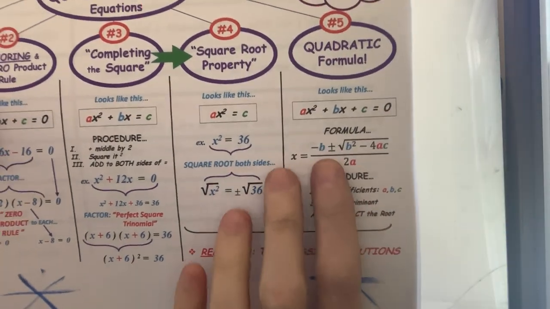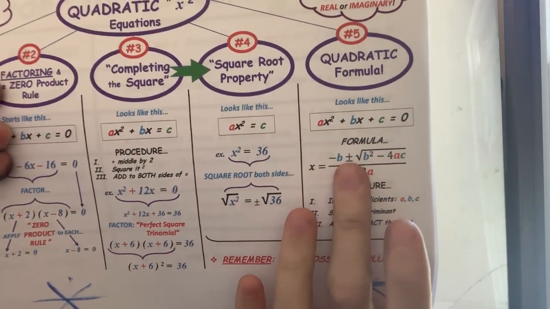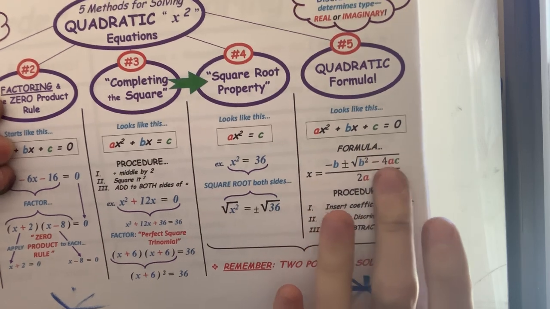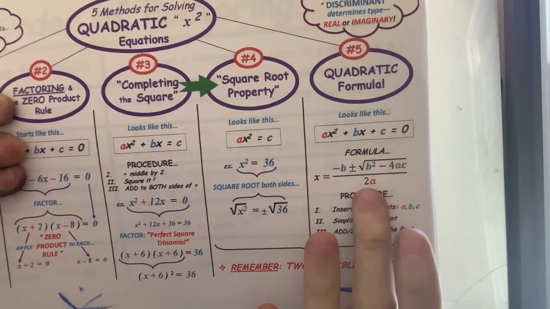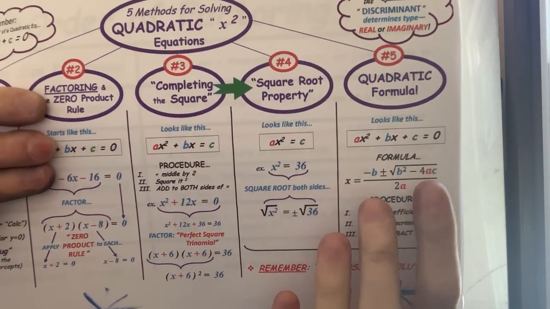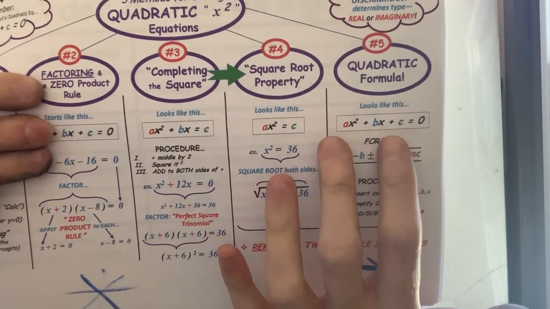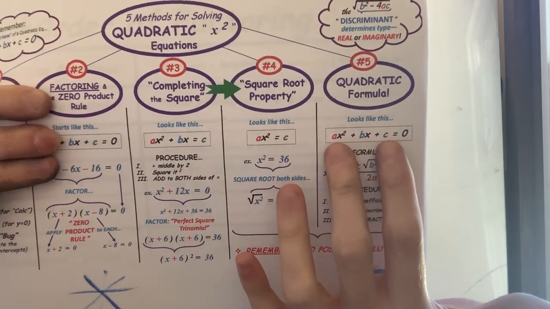Let me point to this overview of strategies, because the formula is written right on it. All right. This is the quadratic formula here, right? x is equal to negative b plus or minus the square root of b squared minus 4ac, all sitting on top of 2a. The a, the b, and the c are the coefficients of your equation.